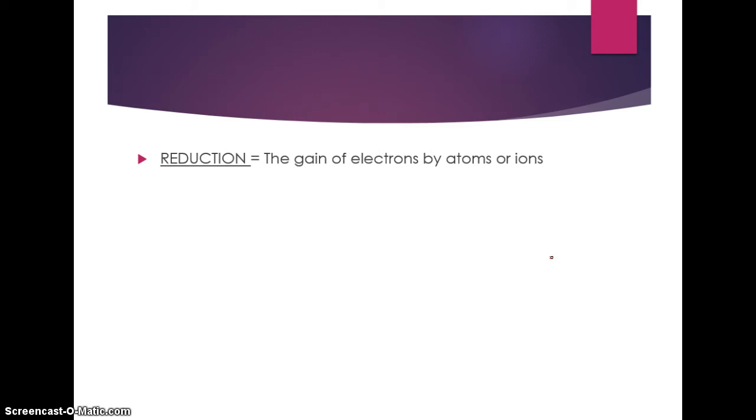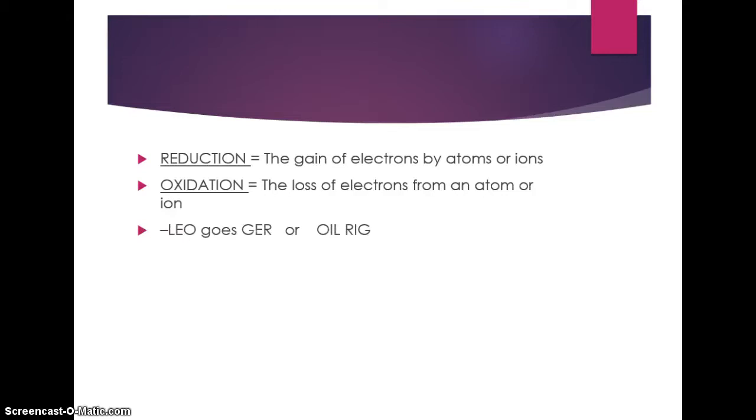So reduction is the gain of electrons by atoms or ions. Oxidation is the loss of electrons from an atom or an ion. There's an easy way for us to remember, there are 2 different acronyms. We can say LEO the lion says GER, because we can say that it loses electrons, that's our symbol for electrons, we're going to use that a lot, oxidized, and then gains electrons, reduced.